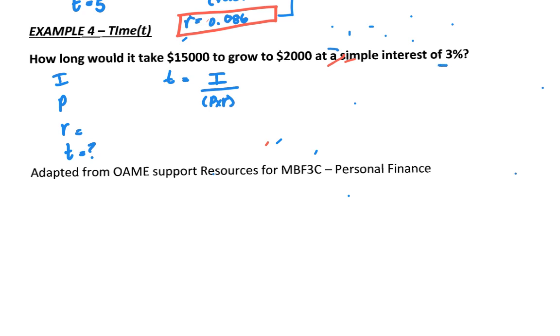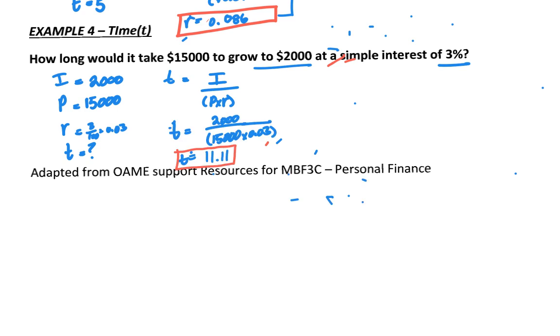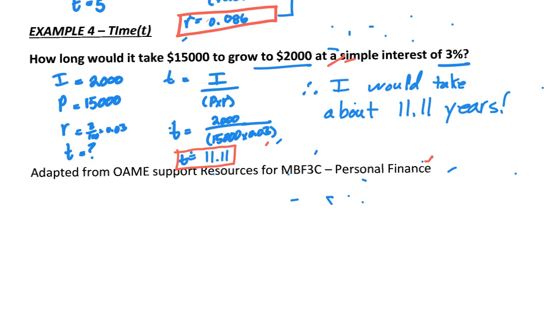We do know what our rate is, which is 3%, which is 3 divided by 100, which equals 0.03. We know that our principal is 15,000. And we know that our interest is growing by 2,000. So let's just punch all those numbers in. Once you substitute, you get 2,000 divided by 15,000 times 0.03, which gives us T is equal to 11.11. We would say, therefore, it would take about 11.11 years.